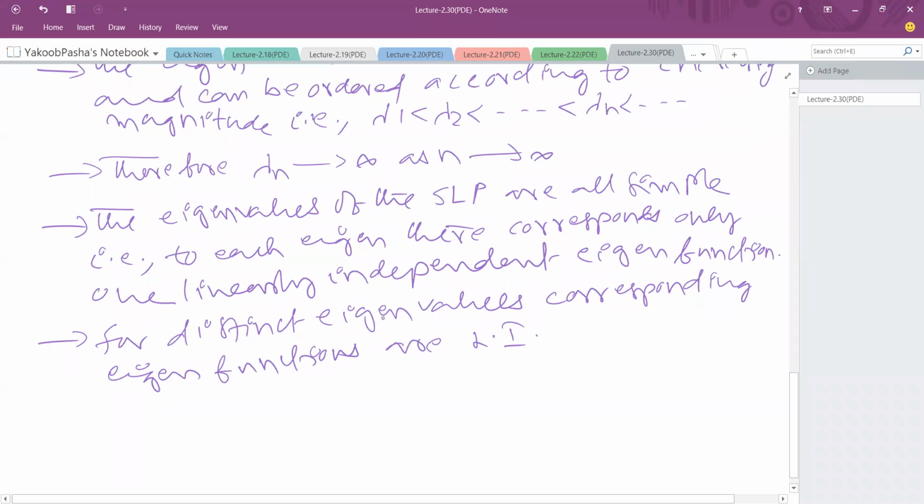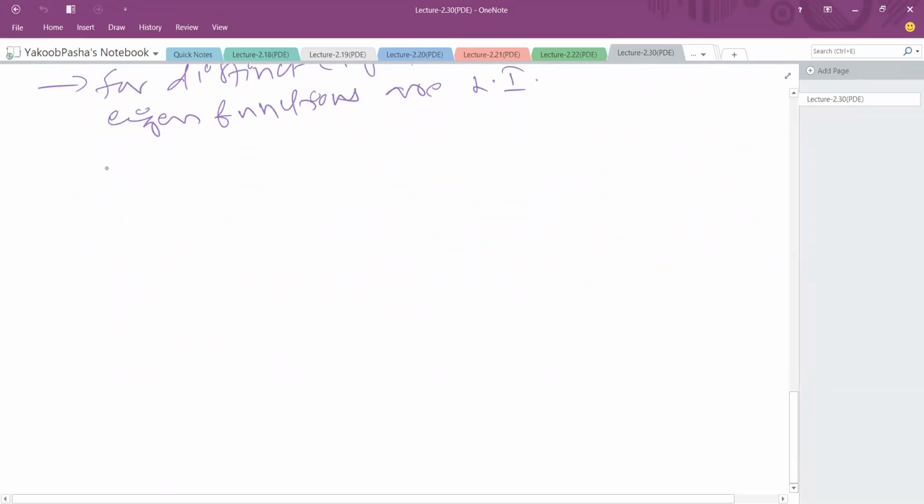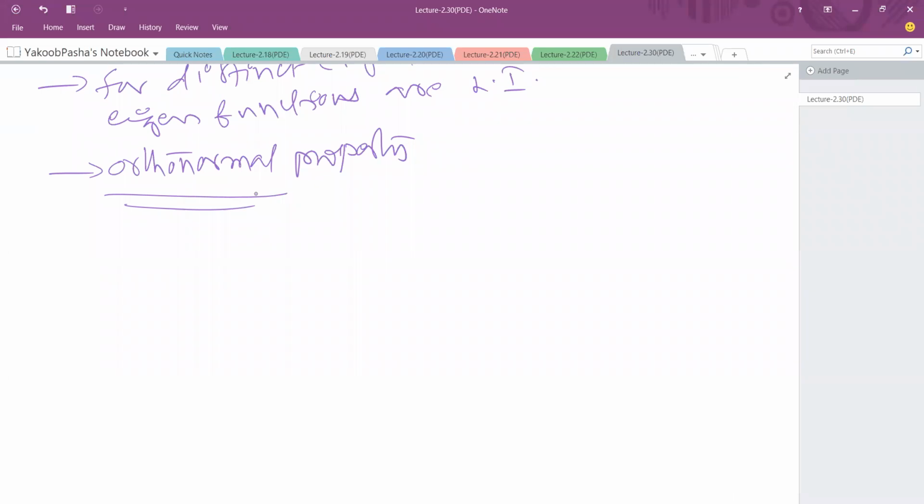And one more important result for eigenvalues is known as the orthogonality or orthonormality property. From the orthonormal property we can find the normalized eigenfunctions. So what does the orthonormal property mean?